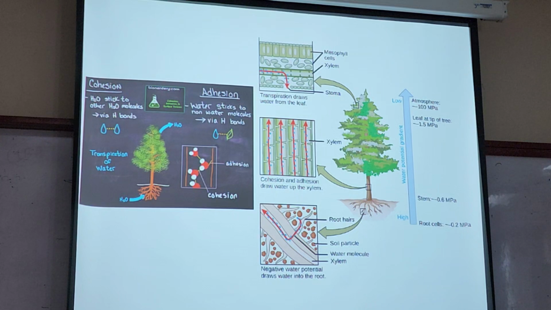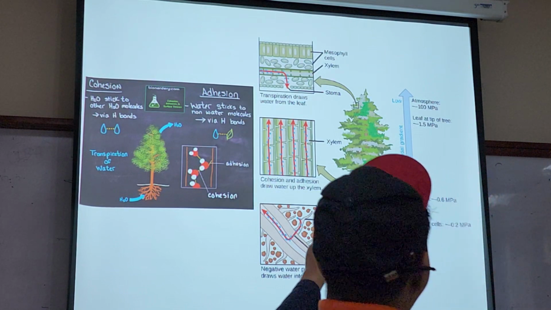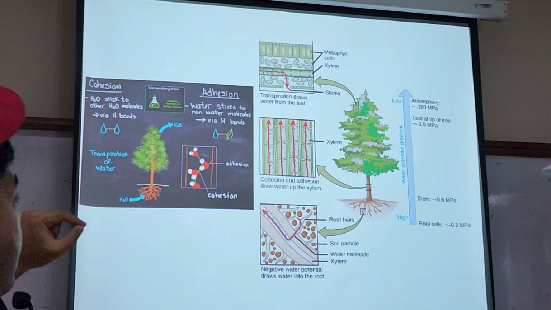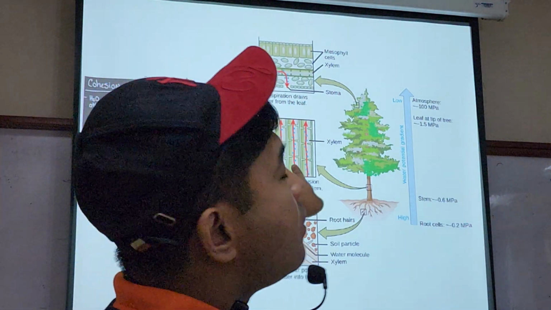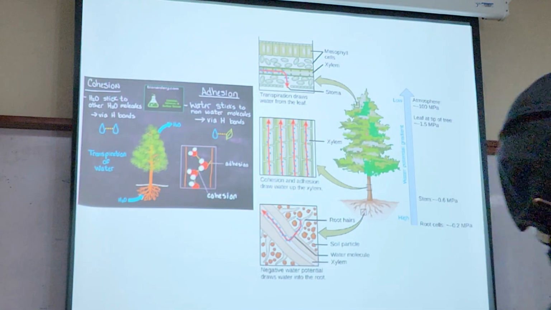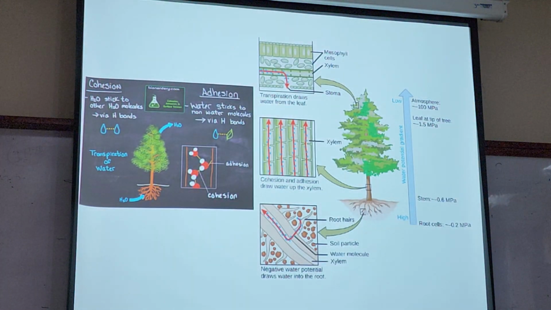Okay, cohesion, adhesion. These are water properties. Water is absorbed by the root, and it needs to reach all the way to the top. This is like 100 meters up. Does a plant have a heart to pump the water? No. So how can it pump? 100 meters is very tall. Is it water pressure? Water pressure.